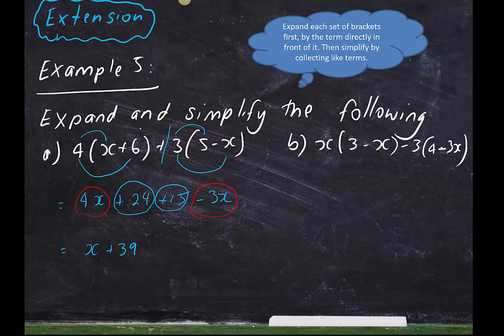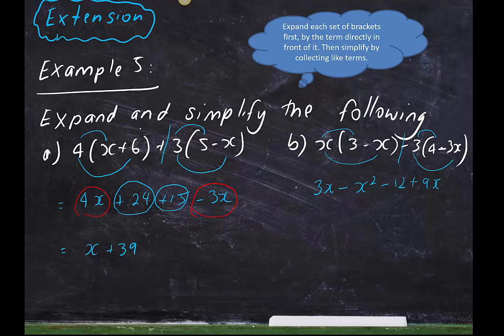Okay, the next one. We can break it down here. We're going to do the x times 3 and the x times minus x. So x times 3 is 3x. X times minus x is minus x squared. We're now going to do minus 3 times 4 and minus 3 times minus 3x. So minus 3 times 4 is minus 12. Notice it changed the sign of the 4 to a negative. And minus 3 times minus 3x is plus 9x. So the negative there changed as well.